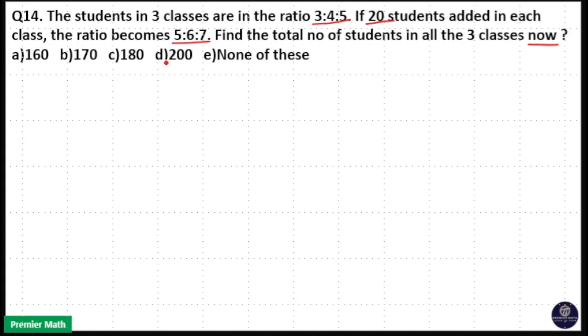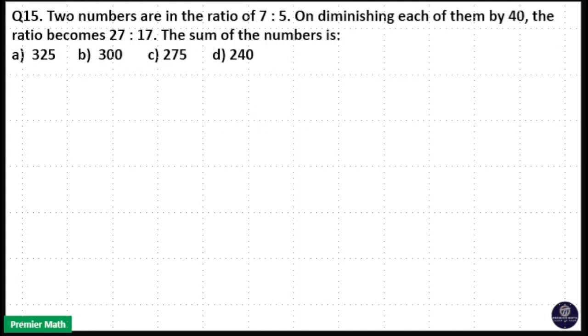You don't need to do any calculation, because 5 plus 6 plus 7 is the new ratio after adding 20 students in each class. That is 5 plus 6 plus 7 is equal to 18. Here in the options, only 180 is divisible by 18. So all others are not a multiple of 18. So your answer is option C.